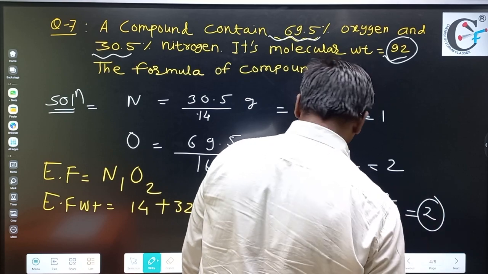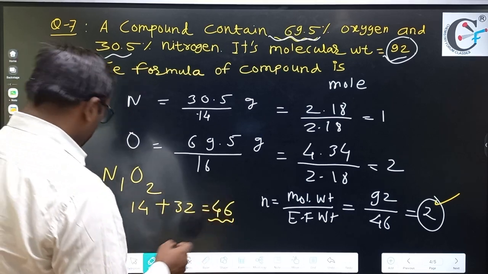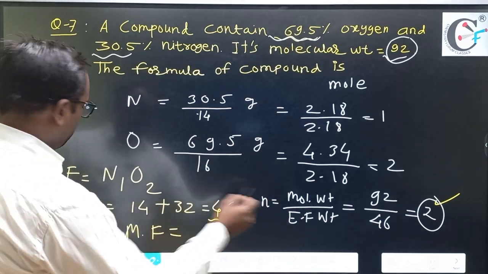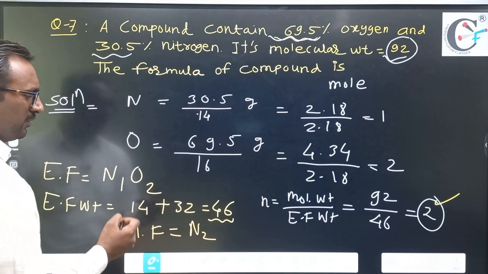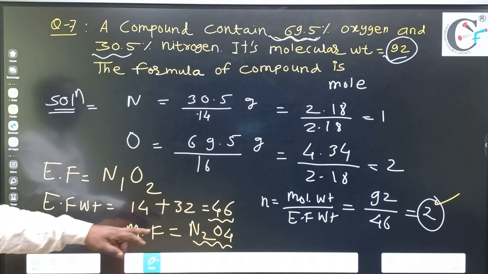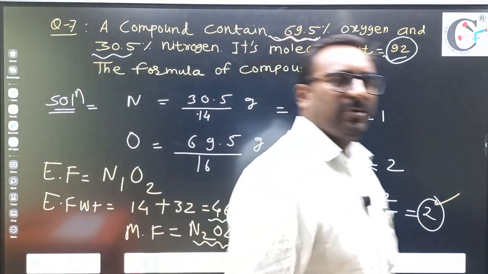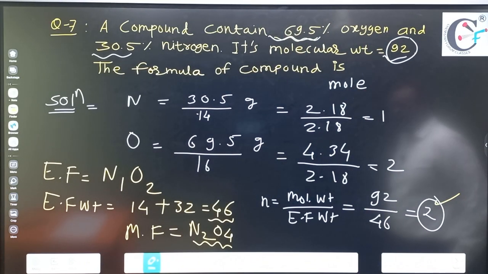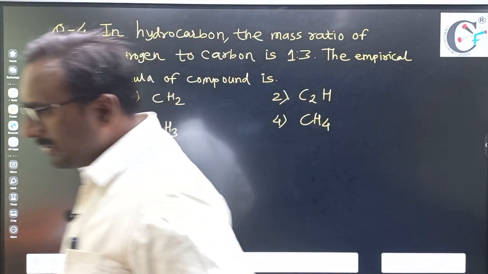We are getting N factor 2, so multiply this N factor with the empirical formula. So, the molecular formula of the compound, MF, will be equal to N1 into 2 we have N2, and 2 into 2 it is 4, N2O4. N2O4 is the molecular formula of this compound and the empirical formula is N1O2. So, in this way we can solve such type of problems. Take one more, try to solve, very simple.